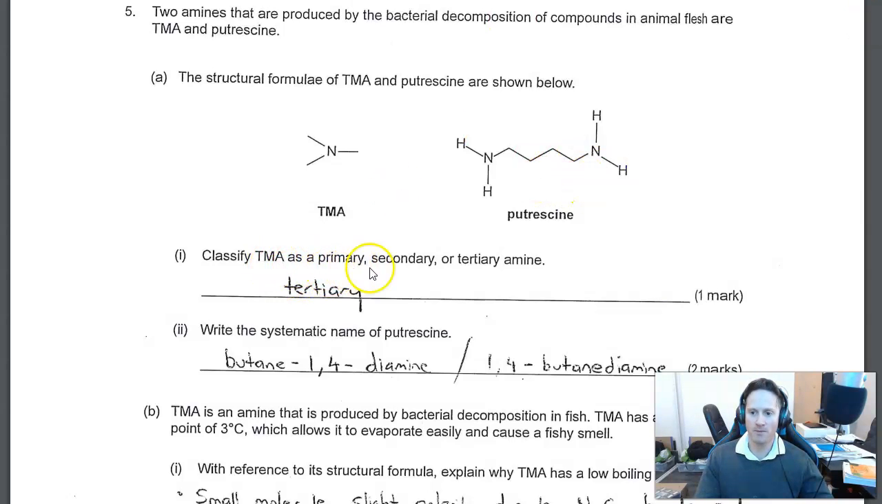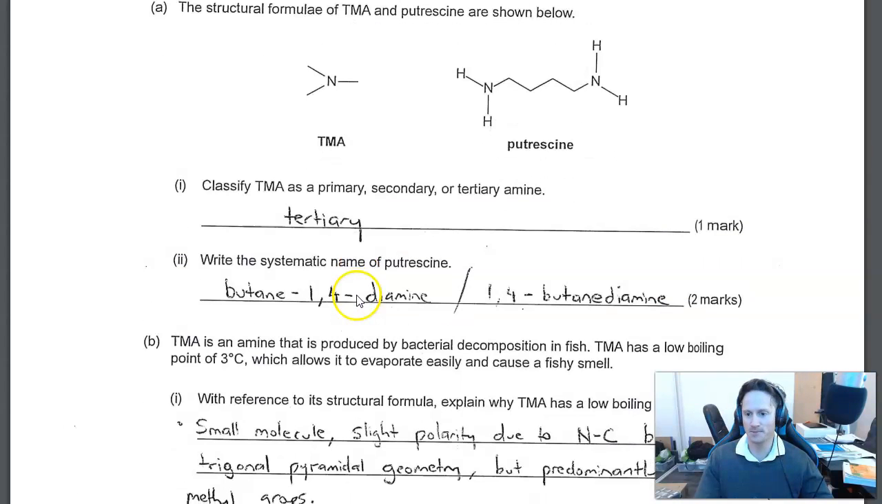Is TMA primary, secondary, or tertiary? It's a tertiary amine because it has 3 hydrocarbons attached to the nitrogen. Tertiary is the most crowded amine that you can get. A secondary amine would have 2 hydrocarbon chains and 1 just with a hydrogen. Primary would have 1 hydrocarbon side chain and 2 hydrogens. So tertiary is the most crowded, primary is the least crowded.